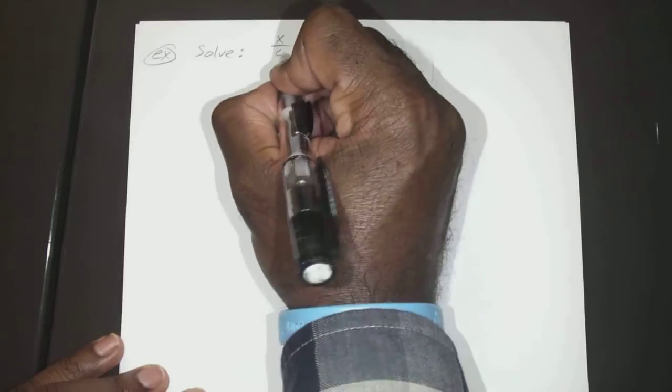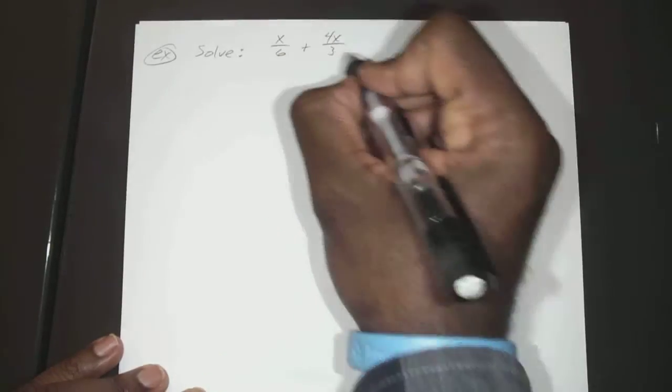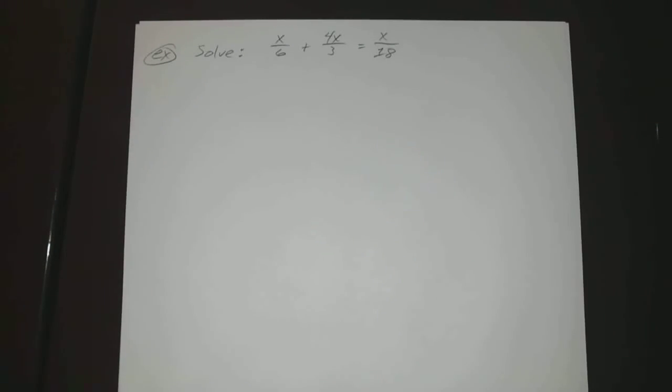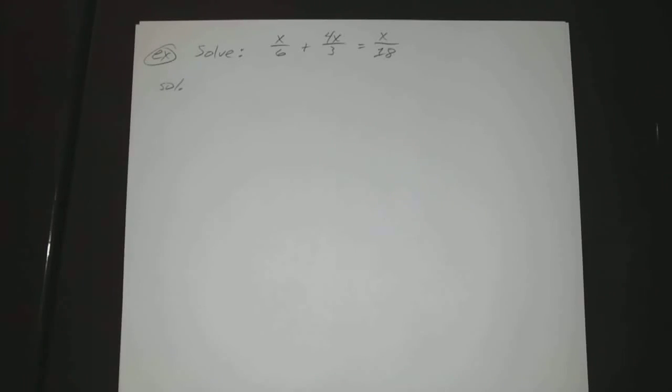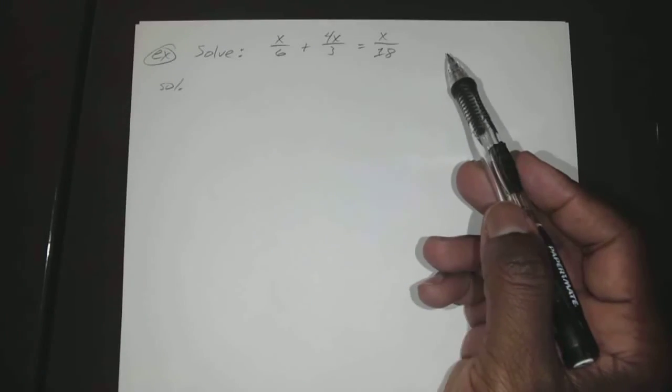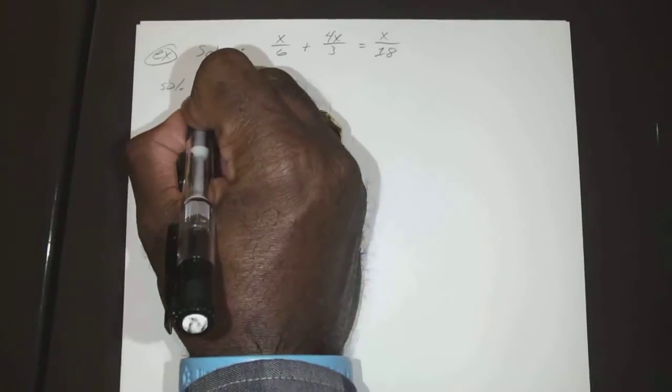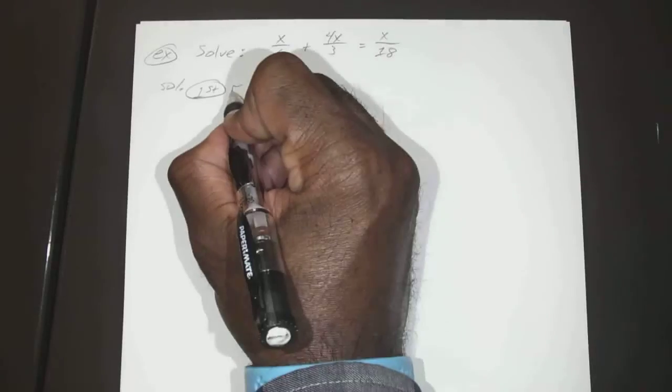Right, so let's say for our first example, instead of simplifying, they want us to solve x over 6 plus 4x over 3 equals x over 18. So for this one, you don't really have to do the first step. There's nothing to really factor. You can make 18 equal 6 times 3, but that's about it. So you can really skip the first step because factoring is not necessary.